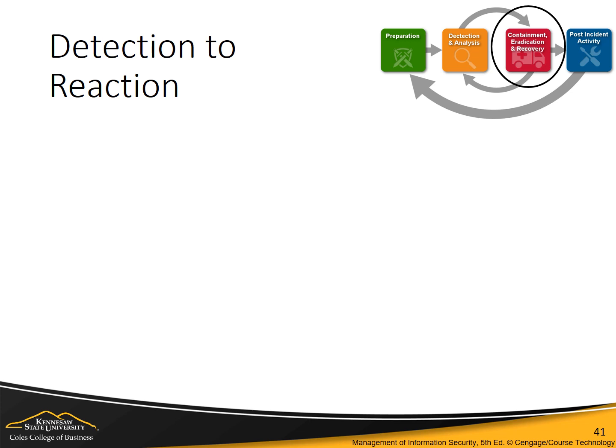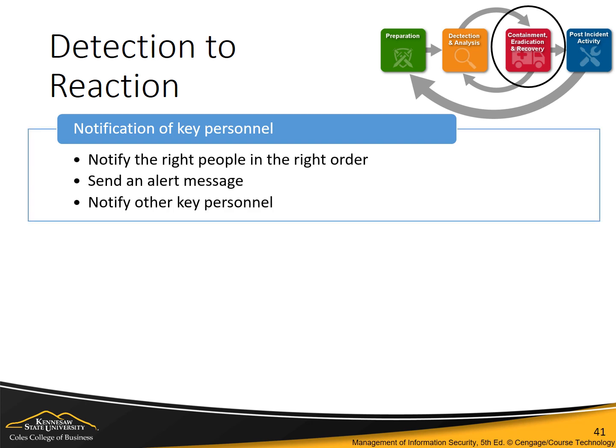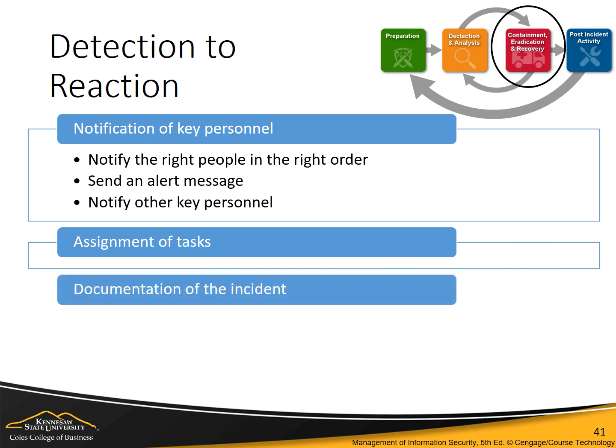Remember the last section talked about recognizing incidents? Once an actual incident has been confirmed and properly classified, the IR plan moves from the detection phase to the reaction phase. In the incident response phase, a number of action steps taken by the team and others must occur quickly and may occur concurrently. These steps include notification of key personnel, the assignment of tasks, and documentation of the incident.